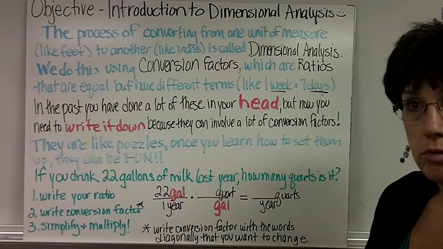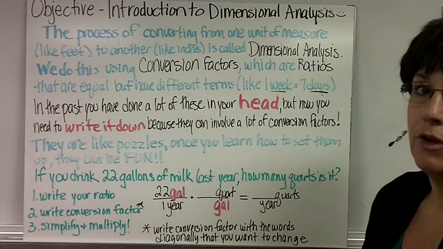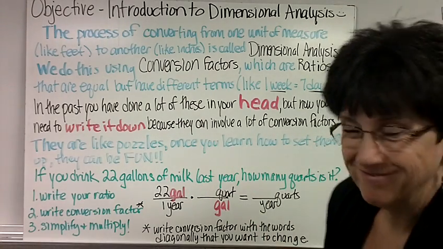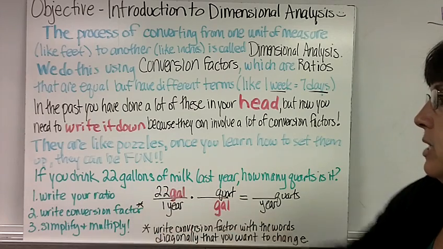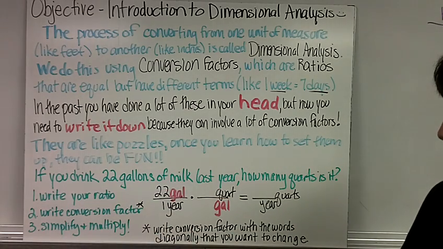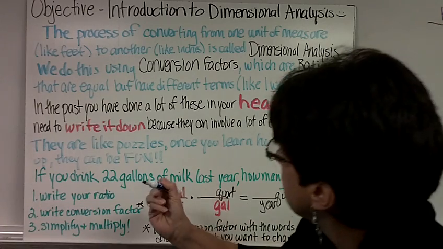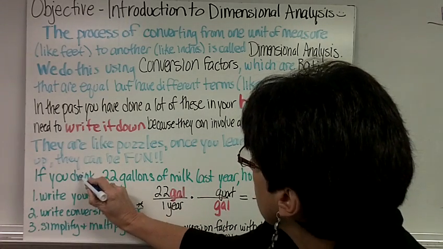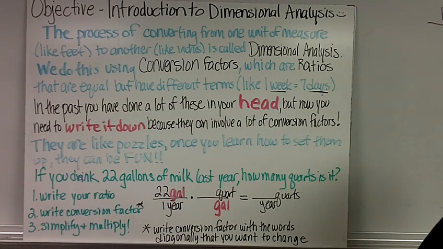But if you don't set it up right because you want to do it in your head, you're not going to have as much fun. So please do it the way I'm showing you. Okay. So let's say if you drank 22 gallons of milk last year. Now, that's not good English. It should be if you drank. Let's change that to drink. If you drank 22 gallons of milk last year, how many quarts is this?